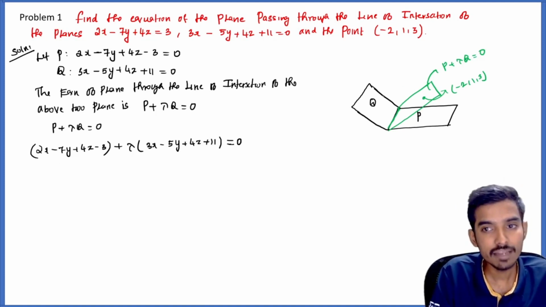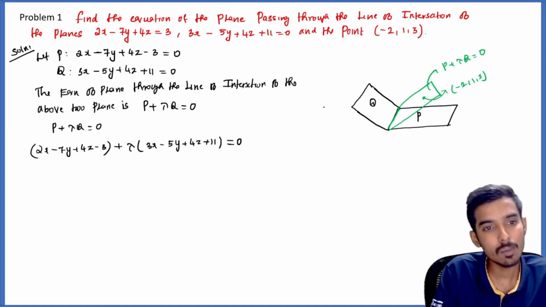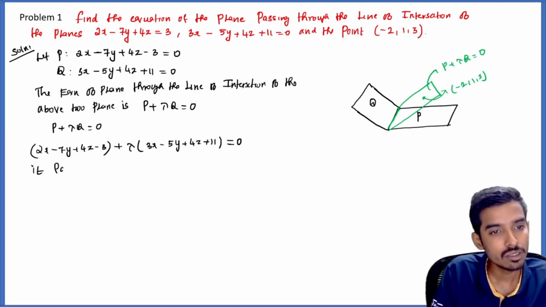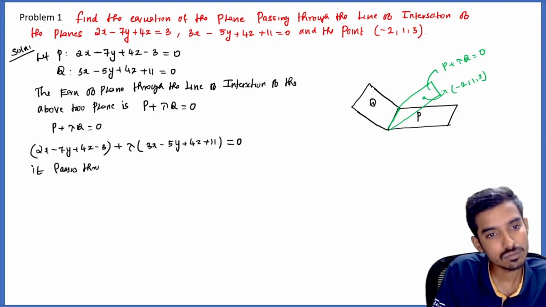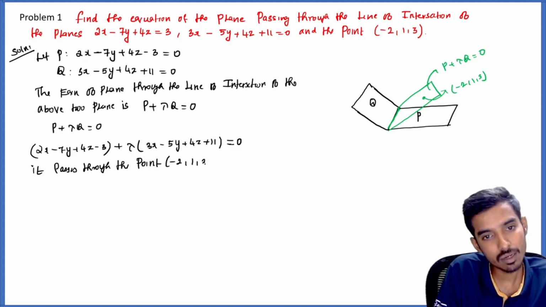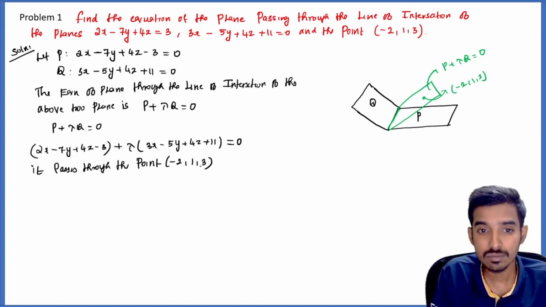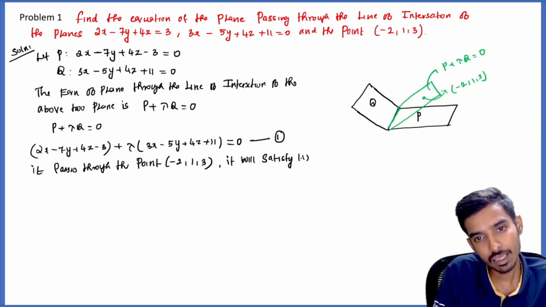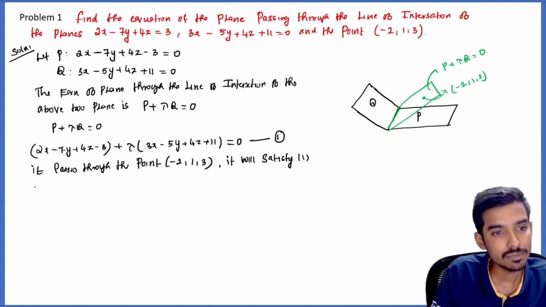Now this plane is passing through the point minus 2, 1, 3, right? So they have given this data to find the value of lambda. So it passes through the point minus 2, 1, 3. That means this point will satisfy the equation of this plane, right? Call this as 1. It will satisfy equation number 1. So substitute that point here.